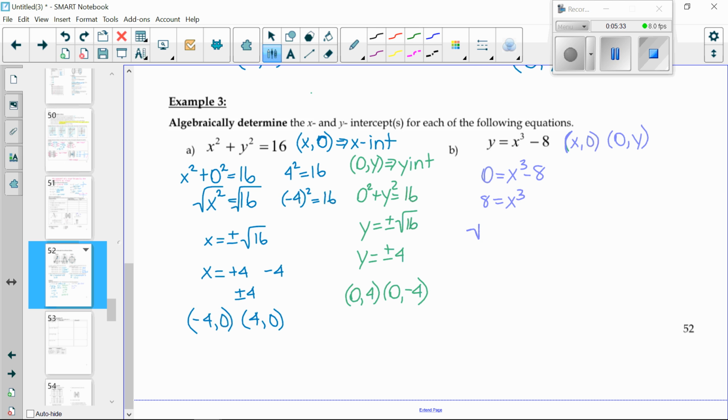I'm going to take the cube root of 8. Now this one is different because it is positive 8, not negative 8. So in this case, we're only going to have one answer. And that's going to give me 2 is equal to x. So my x-intercept is going to be 2 and 0. For my y-intercept, it's going to be y equals 0 cubed minus 8, which just gives me y is minus 8. And that gives me a coordinate of 0 and negative 8 for my y-intercept.